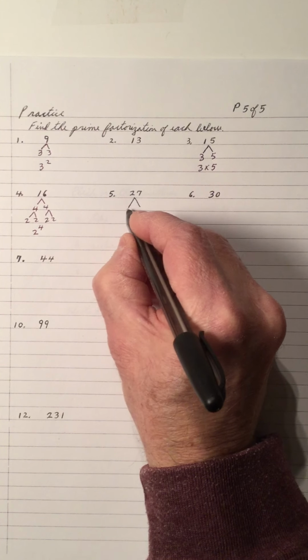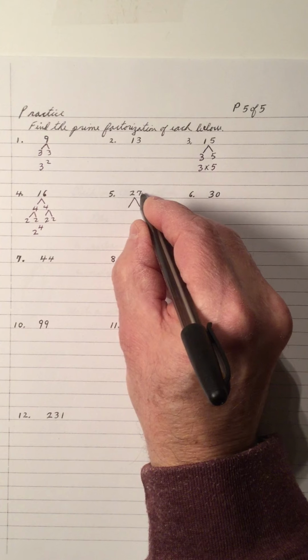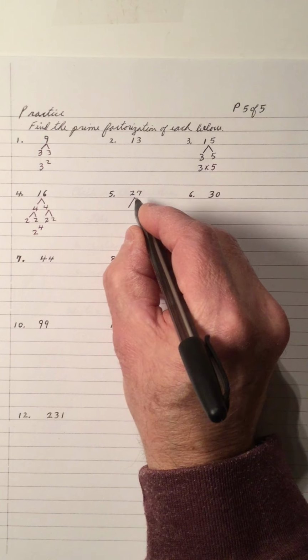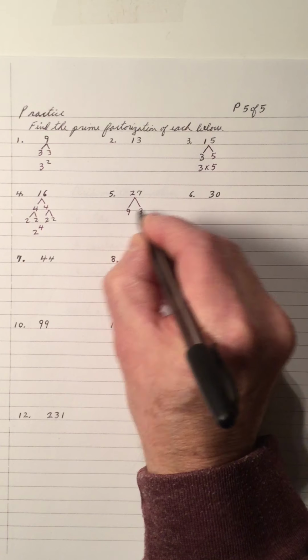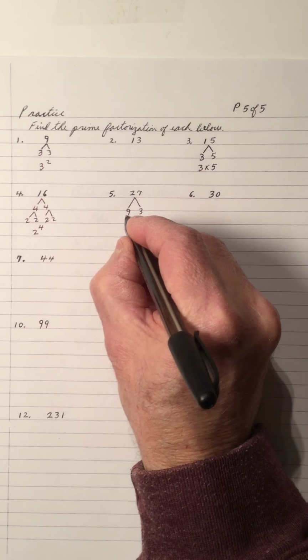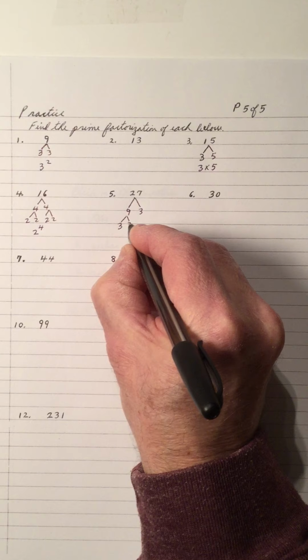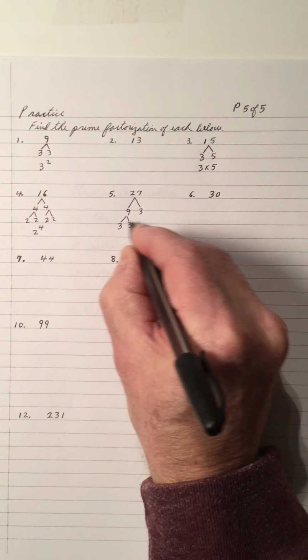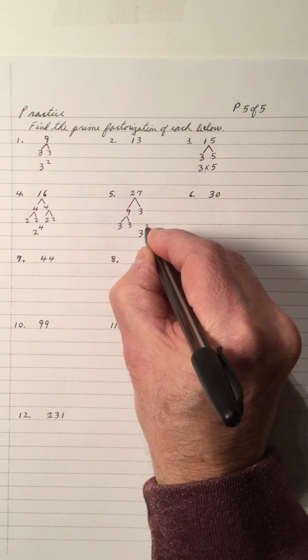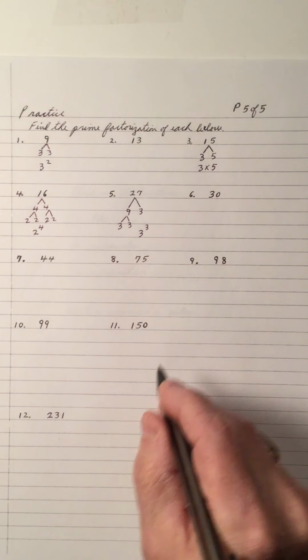27 adds up to be a multiple of 9, or a multiple of 3, your choice. So you can go 9 times 3, or 3 times 9. 9 is 3 times 3. And we have one factor of 3, and there's 1, 2, 3 of them. So 3 cubed is 27.